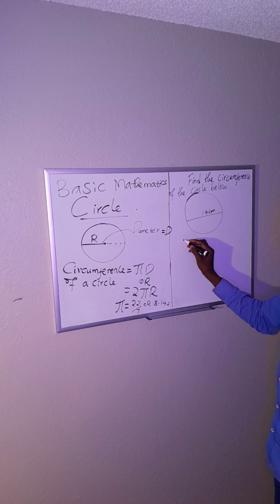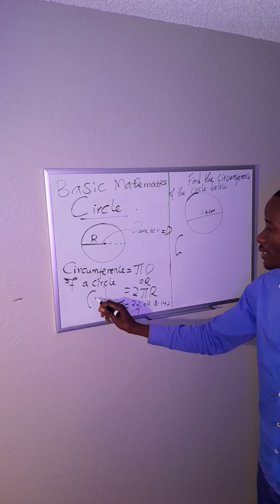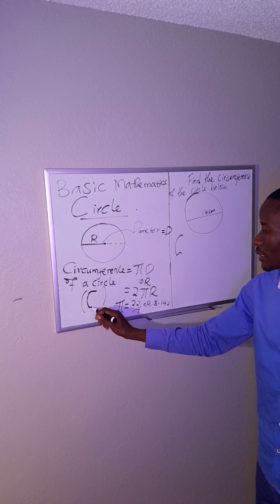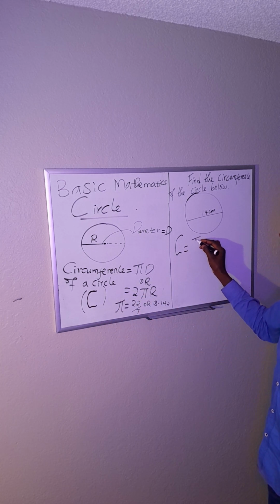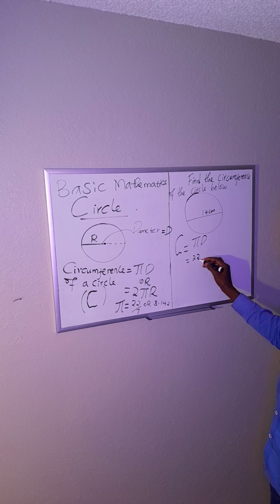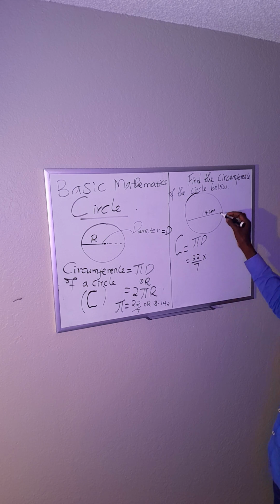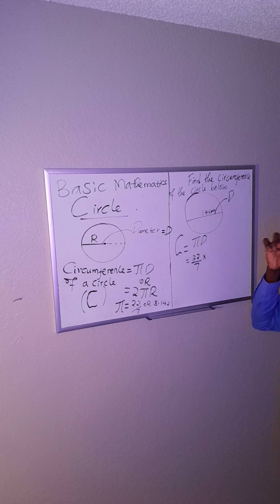We know that circumference is represented by the letter C. Circumference is given by pi d. Pi is a constant. What is pi? 22 over 7. What is our d? According to the above, this is our d. The diameter of a circle is a straight line that divides a circle into 2 equal halves. Therefore, our d is 14.